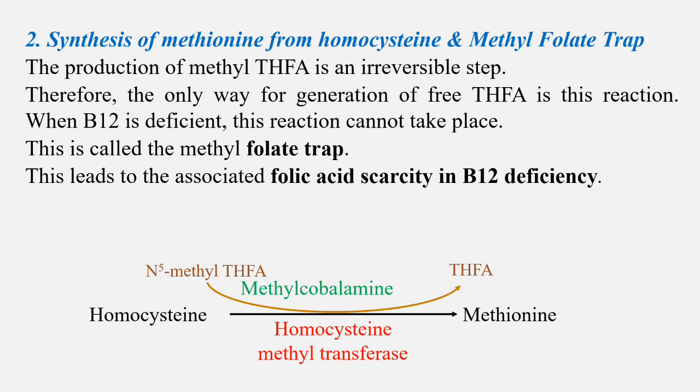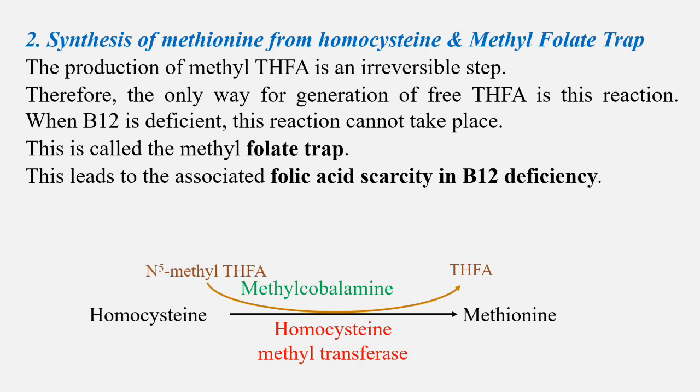The next function is the synthesis of methionine from homocysteine, with the production of methyl tetrahydrofolic acid. In the previous lecture we already discussed how homocysteine is formed from methionine. The production of methyl tetrahydrofolic acid is an irreversible step. The only way to generate free tetrahydrofolic acid in this reaction is through vitamin B12. So whenever vitamin B12 is deficient, this reaction cannot take place. That is called the folate trap, also called the methyl folate trap.